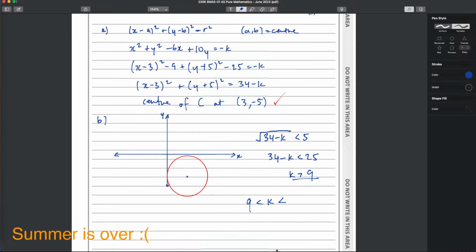K greater than 9, and what must k be less than? What must k be less than? Not 25. It can be greater than 25. It could be 26 and you'd still have a circle.